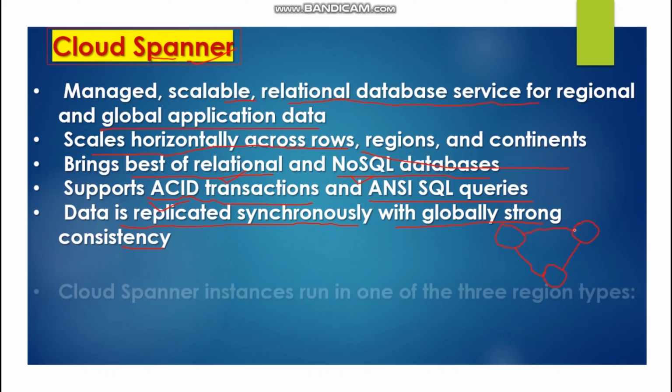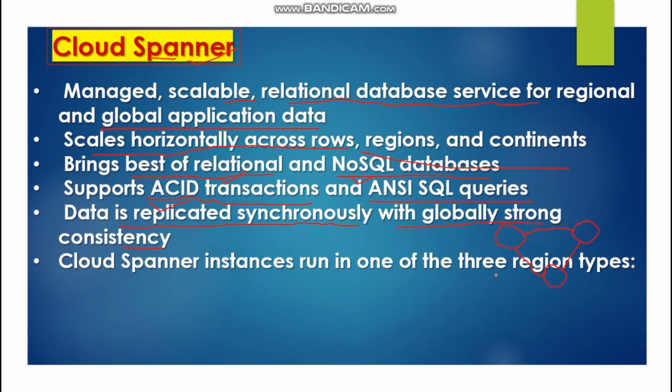Okay. And Cloud Spanner instances run in one of three region types. Okay. So it's read-write, read-only, or witness. That means that there is a dedicated region that supports only read-write operations, and there is a region that supports only read operations, and that will basically increase the throughput of the application because it is not having any write operation. So there is no hold on the thread. That region is only dedicated to read-only operations, right?